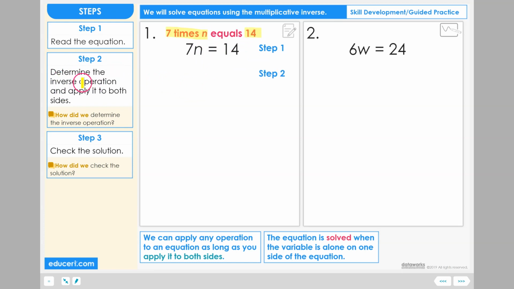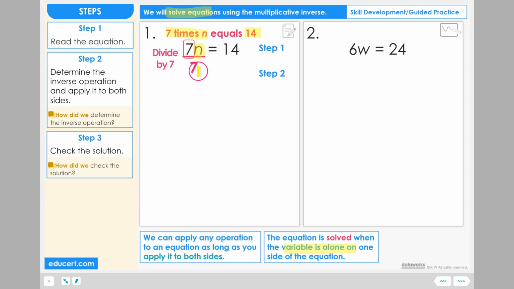Step 2. Determine the inverse operation and apply it to both sides. To solve an equation means we want to have the variable alone on one side, and we are going to use the inverse operation to have this n be all by itself. For n to be alone on the side of the equation, we need to use an inverse operation to turn the coefficient 7 into a coefficient of 1. The inverse operation that will turn 7 into 1 is to divide by 7.